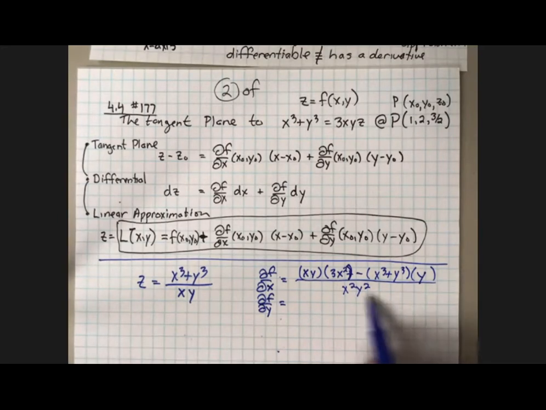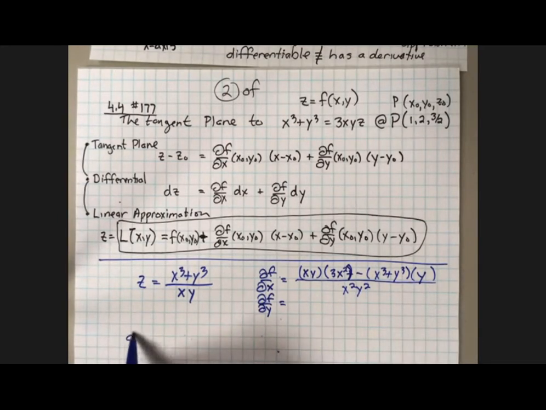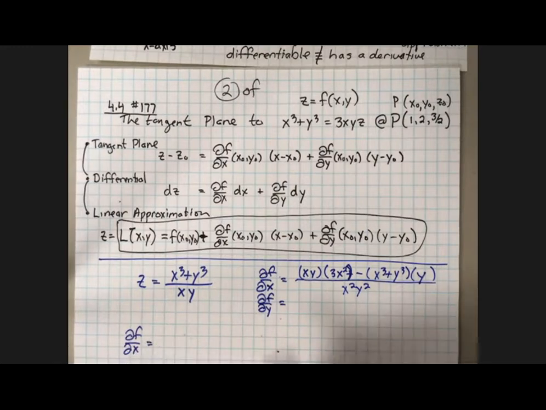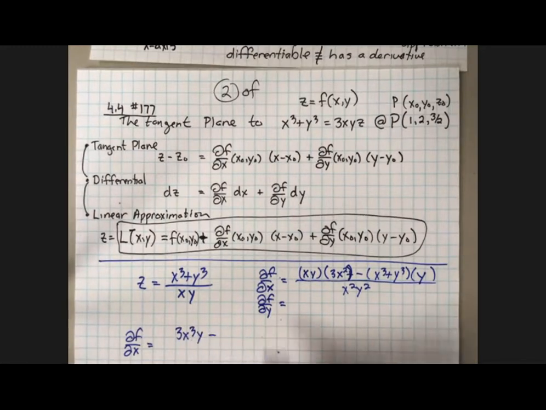Now, I think I've got some simplifying I can do here. So actually I'm going to take this over here and simplify it. So let's just write this out carefully. 3x cubed y minus x cubed y minus y to the fourth divided by x squared y squared.